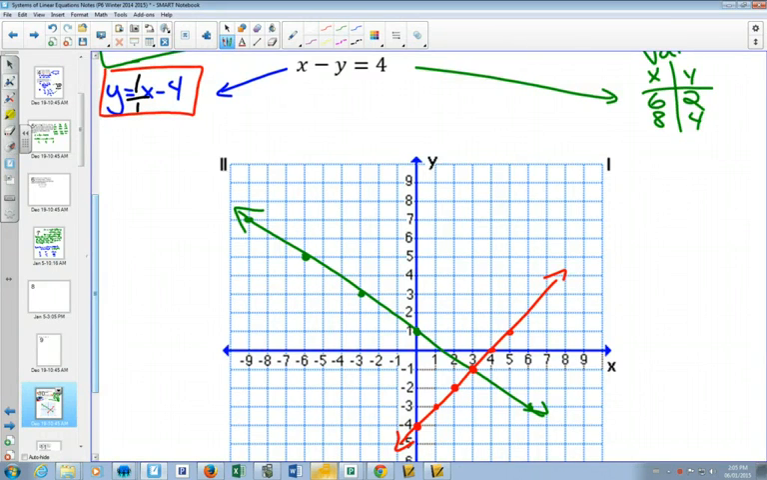The solution to a system of linear equations, the only value for x and y that works for both of them, is the point where it intersects. And that point happens to be at 3, negative 1. That's the only x and y that works on both of those equations. All of those other points that I drew there work on only the green one or only the red one. But the black point, 3, negative 1, is the only point that works on both of them. And that's the solution.